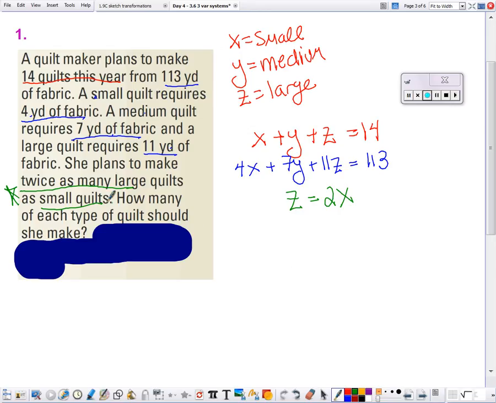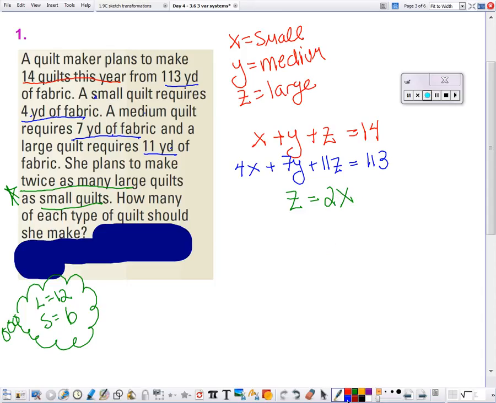So for example, if you're not sure, here's my thought process in my head. Let's pretend she made 12 larges. How many smalls did that really mean she made? If she made twice as many large, smalls would be half the amount at 6. If I plug these numbers in back here, does it work? Is 2 times 6 equal to 12? Yes, so I know I have the 2 with the right variable.